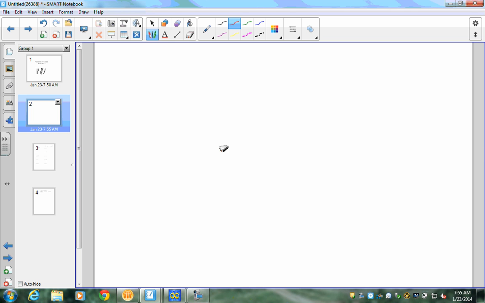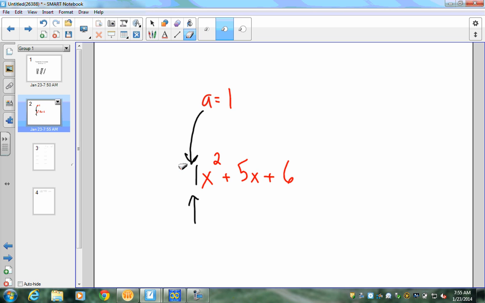So when we have a situation where a is equal to 1, it will be something like x squared plus 5x plus 6. In this example, notice that a, which would be right in front of my x squared, isn't anything, but it's always an understood 1. So this is what we're going to be talking about: a problem that looks like this.